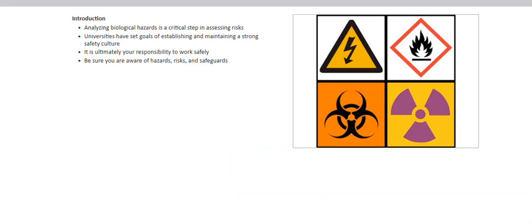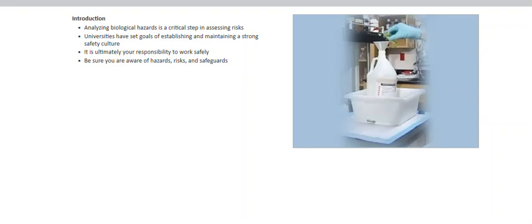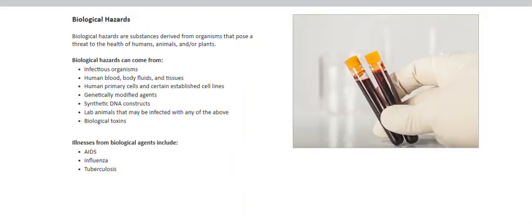You're exposed to hazards daily, and analyzing biological hazards is a critical step in assessing the risks you face when performing experiments. Universities have set goals of establishing and maintaining a strong safety culture. While universities provide all of the tools to ensure you have a safe work environment, it is ultimately your responsibility to work safely. Before working in a lab, be sure you are aware of the biological hazards present, their potential risks, and the safeguards that are in place to protect you.